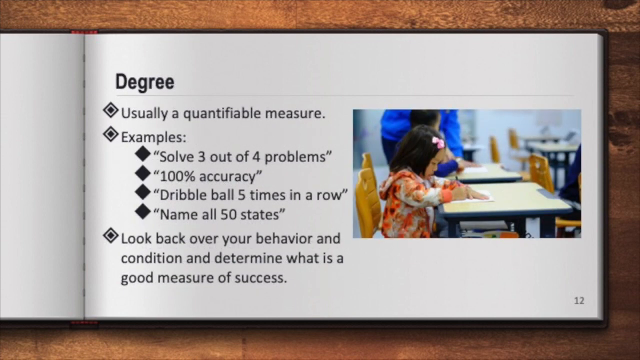The next one is degree. It's the one that's most often forgotten when doing the ABCDs of learning objectives. You need to quantify your results. How do you know how well they've succeeded? Is it 100%? Is it 3 out of 4? You have to quantify your results.